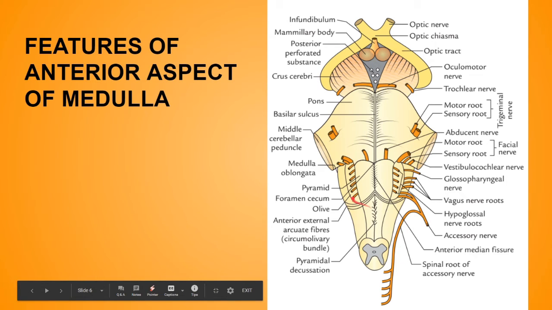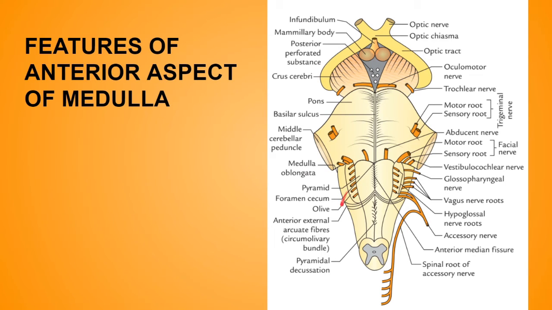Now next are the olives. As you can see, these are the olives. Olives are oval elevations posterolateral to the pyramids, and are produced by an underlying mass of grey matter known as the inferior olivary nucleus.